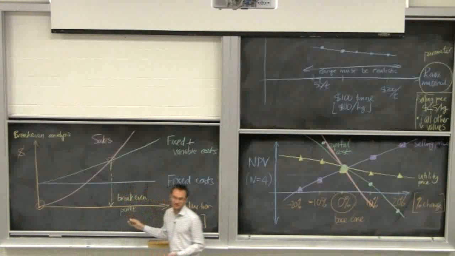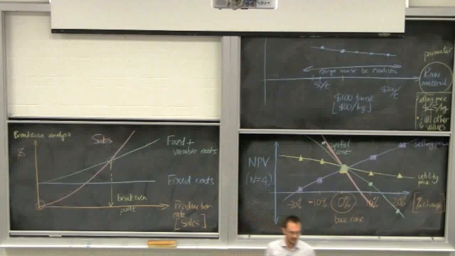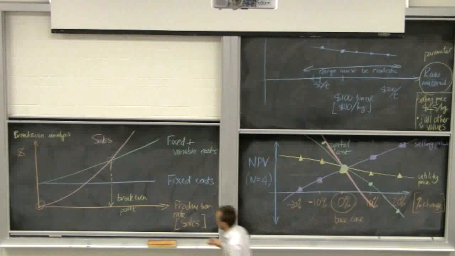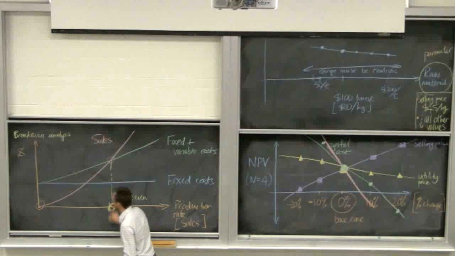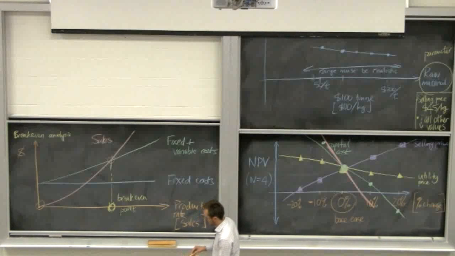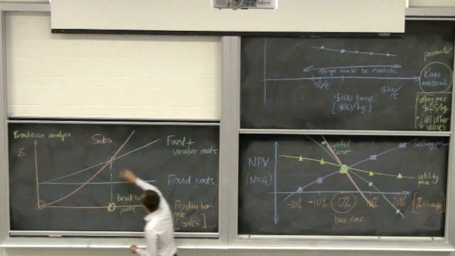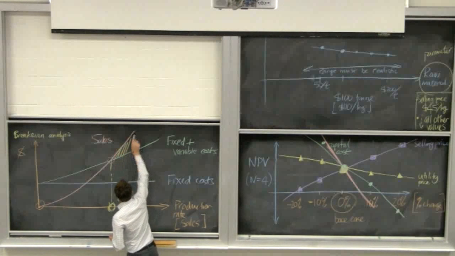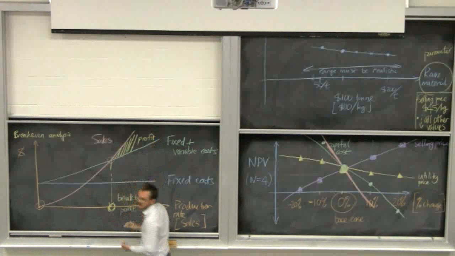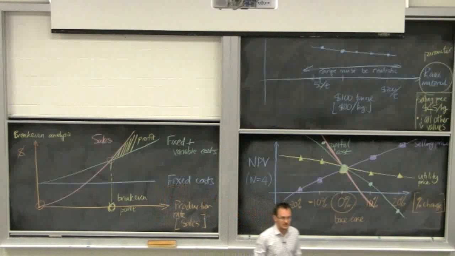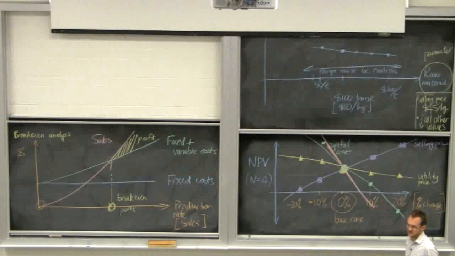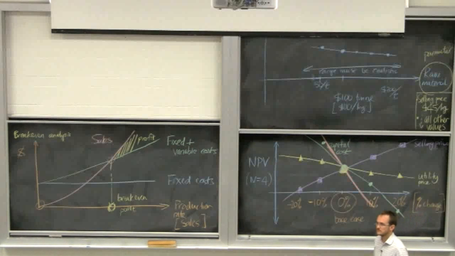Okay, and this gives the company a number to work with. They need to produce products at this rate or greater in order to be profitable. Because the region between the red curve and the green curve, so this region here, is essentially their profit. So that region and beyond is where you're making your money.